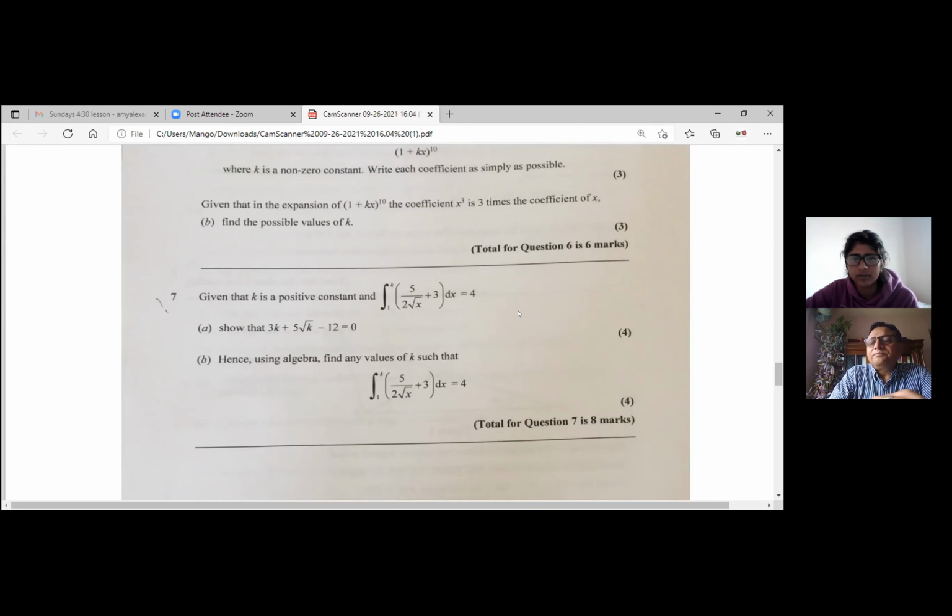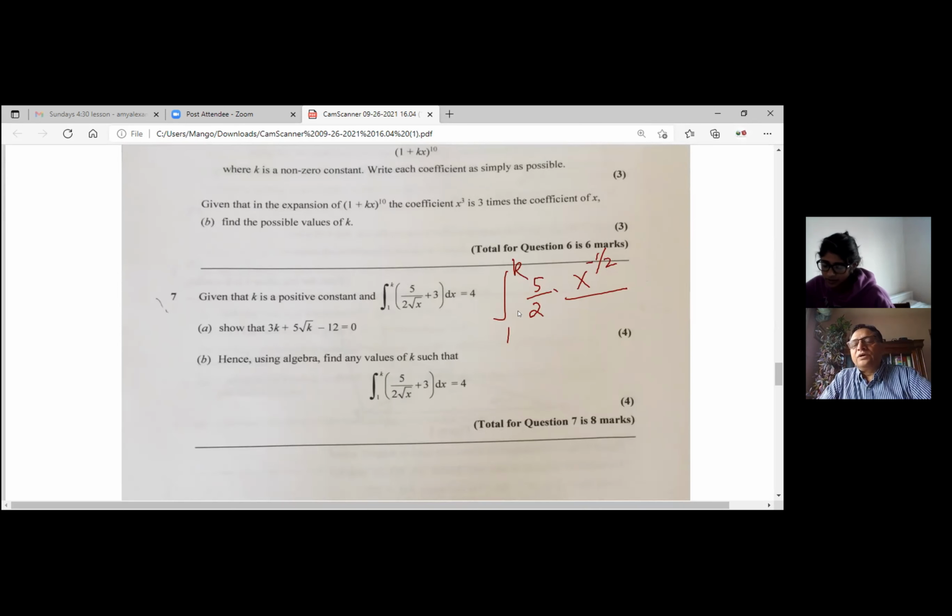You know the rules, right? Part A was good, it was part B. So we have 1 to k. So the integral of this is what? Tell me. 5 over 2 times x to the power of minus half. What will you write? Minus x to the power of minus half, yes, plus 3. What did you finally get?